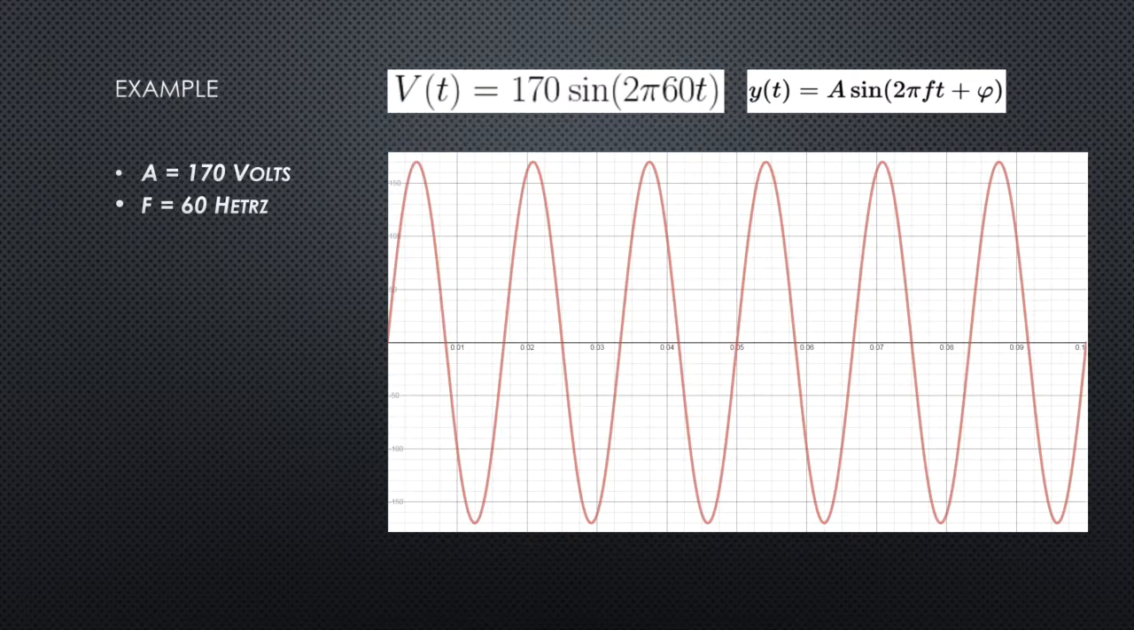As you can see, it goes up to a positive 170 and back down to negative 170, which completes a full cycle in about 0.017 seconds, which is the period. We can also get the RMS value for this wave by dividing the amplitude, 170, by root 2, which gives approximately 120 volts. What this is saying is that if this alternating current was connected to a light bulb or something, you could have the same power dissipation as 120 volt DC in the same system.